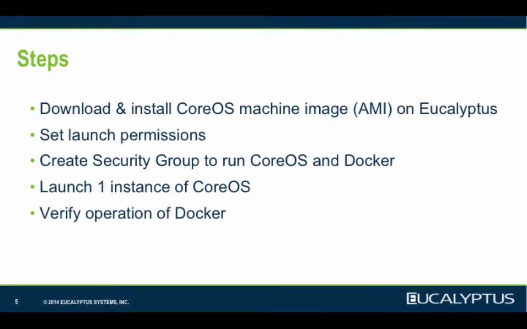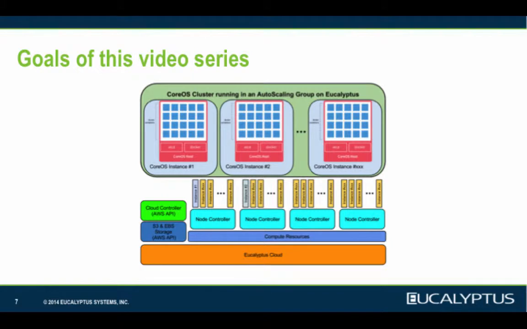The basic steps are to download and install the CoreOS machine image from CoreOS's download site, and set launch permissions so that all cloud users have access to the newly created CoreOS image. We will also check our security group. And then we will verify Docker is running by launching a CoreOS instance and running an Ubuntu container on Docker in CoreOS as an instance on Eucalyptus.